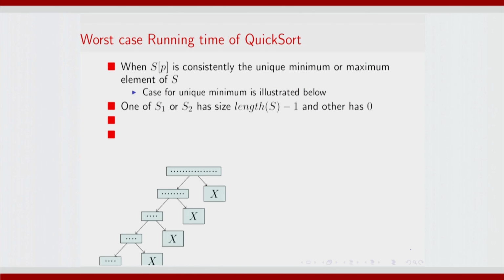So let us try and understand the running time of quicksort. What is the worst case? Well, the worst case is when the split requires most elements to be moved. So when SP happens to be the unique minimum or the maximum element of S, you will basically need to move every other element, and this case is basically illustrated below. So this case of unique minimum will mean lots of swaps. And what do you mean by lots of swaps? Basically for an array of size n you will have to do n minus 1 swaps.